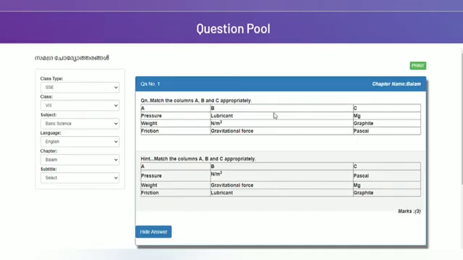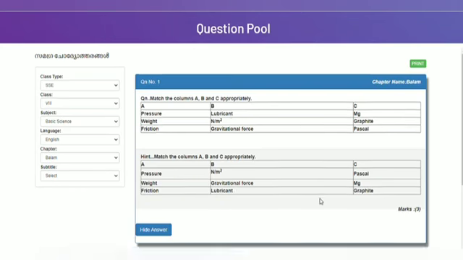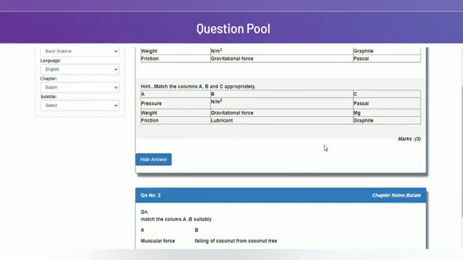Next chapter, first question. Match the columns A, B, C appropriately. In column A it is given pressure, weight and friction. You have to match them in the next columns. Pressure is matched with Newton per meter square, Pascal. Then weight, gravitational force, milligram. Third one, friction, lubricant, graphite.